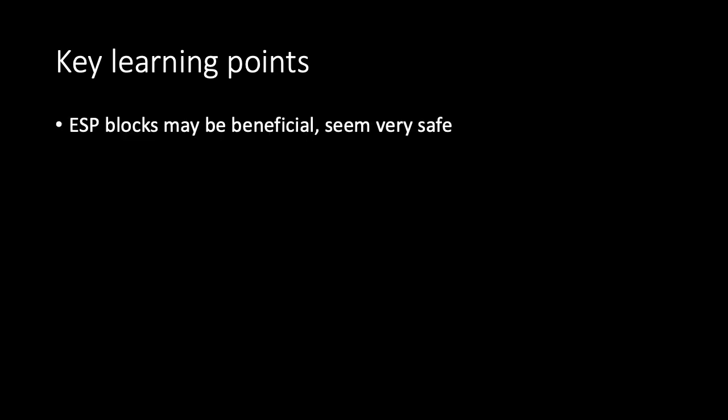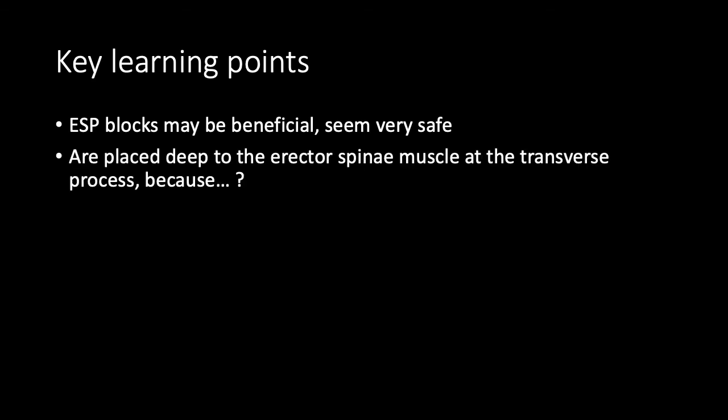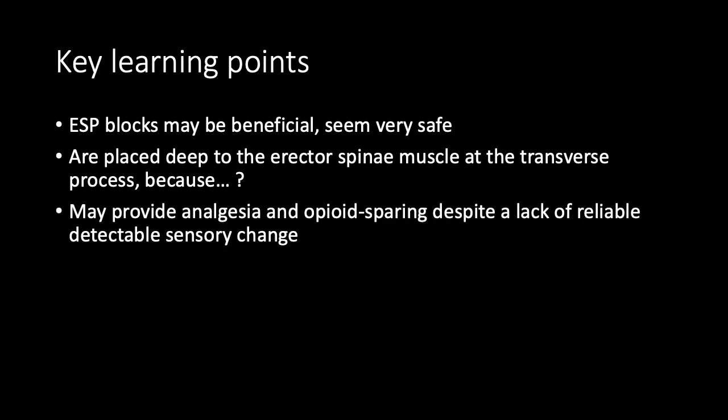So I think the biggest takeaway points about the ESP block here at Stanford is that they may be beneficial, but importantly they seem very safe. And we have not had any significant complications at Stanford from ESP blocks. We place them deep to the erector spinae muscle at the transverse process, but honestly, it's not entirely clear why it's important to place them there. And then ESP blocks may provide analgesia and opioid sparing, even if they don't have a reliable detectable sensory change.